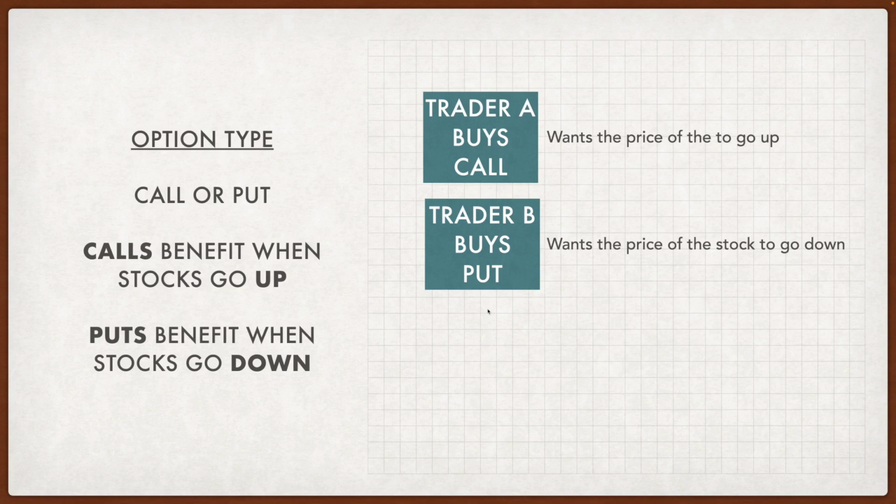So, in this example, we have two traders. Trader A buys a call for a particular stock, and Trader B buys a put. Trader B wants the price of the stock to go down, whereas Trader A wants it to go up.